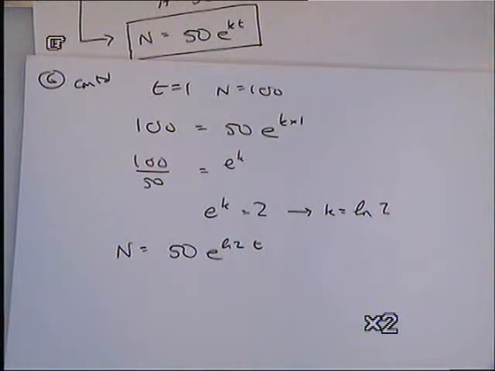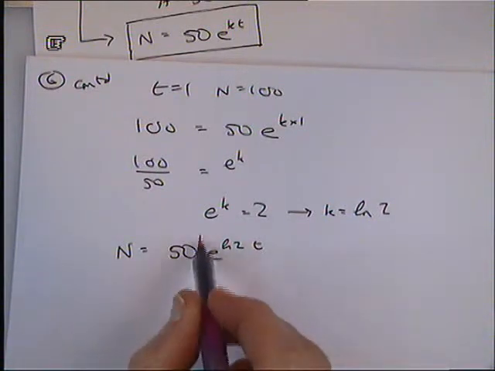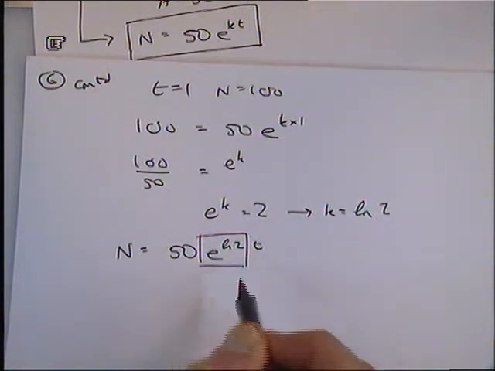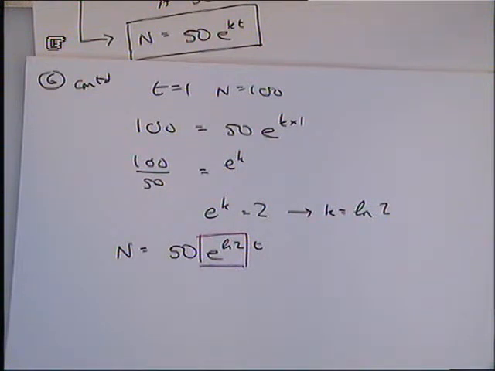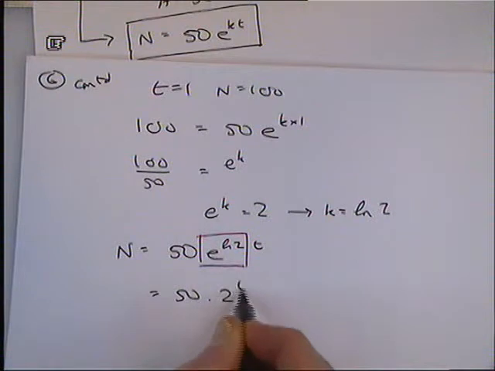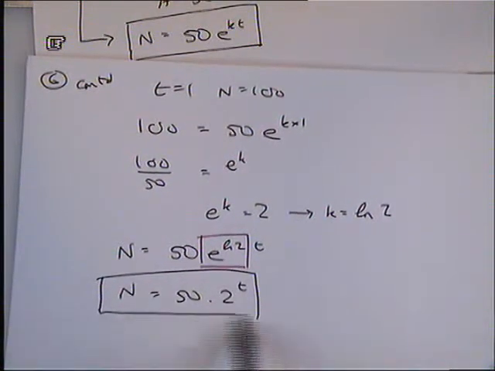The same law of indices: you can have e to the ln2 multiplied by e to the t. Just look at that first bit first of all. It's 2. Remember that e and log are inverse functions, so they cancel each other out. What is in that box is just 2. So I get 50 times by 2 to the power of t. That is an even easier and better formula to use for what we're doing here.